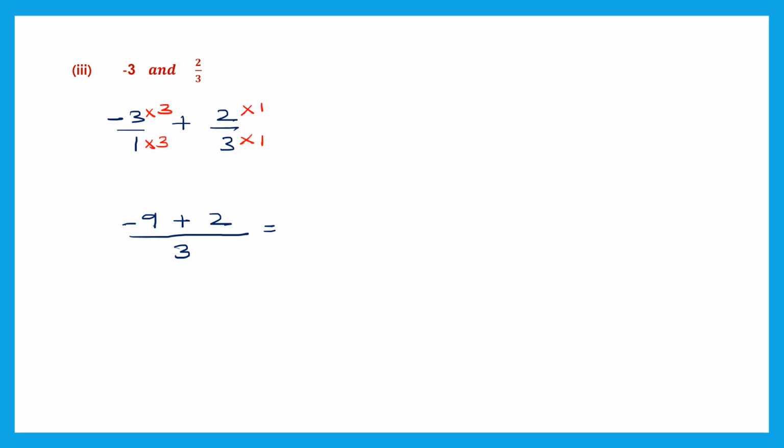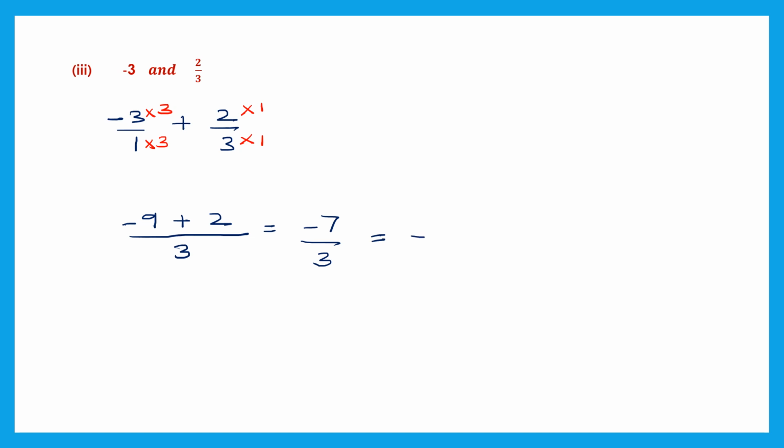Now let's look at the numerators. Minus 9 plus 2. Signs are different. Put the sign of the bigger number and subtract. 9 minus 2 is 7. Minus 7 by 3. Now this is an improper fraction. We can convert it to a mixed number.